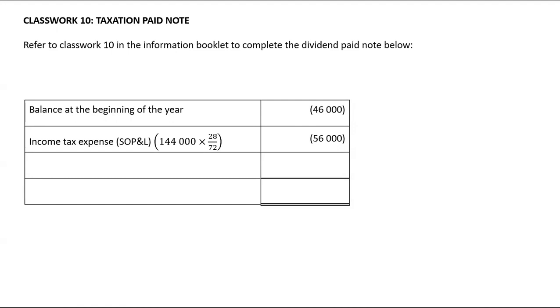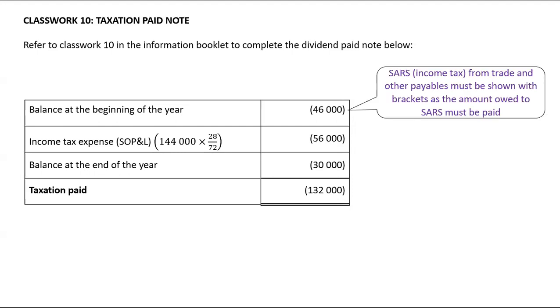SARS income tax at the end of the current year was in trade and other receivables. Now it means I overpaid in the current year. I'll only receive it next year. For this year, the overpayment will be shown as an outflow, and we have 30,000. Our taxation paid in this case will be 132,000.